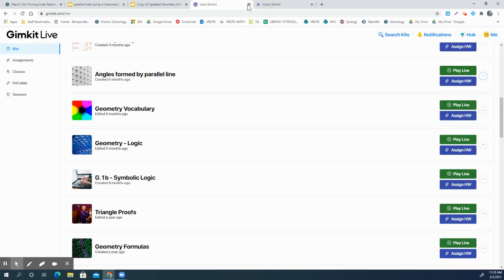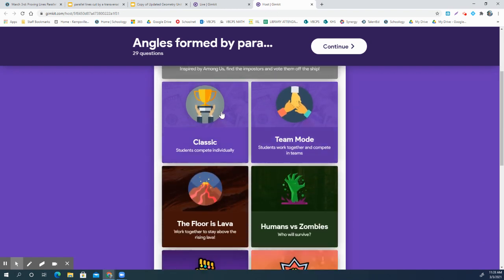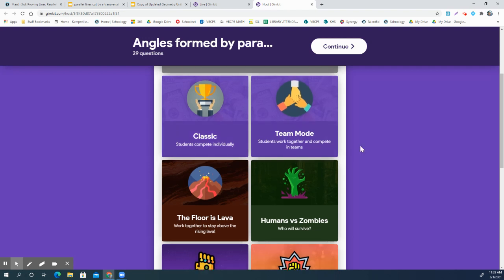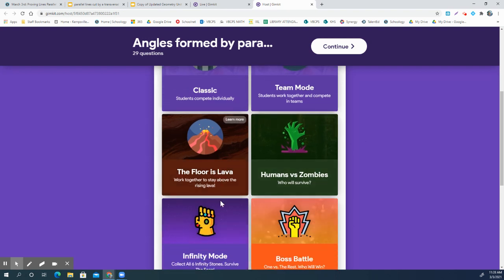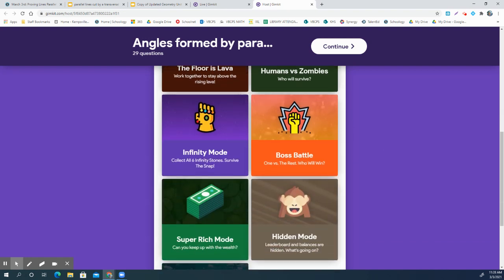Oh my God, are you kidding me? Come on, Gimkit. There we go. Do we want to do trust no one again? We did classic in the last class because we were running short of time, but we can play some of these other ones. Humans versus zombies, the floor is lava, infinity mode, boss battle, super rich mode. What mode do we want to do? I lost my chat. I see that somebody's trying to chat. I just can't see what it says. Trust no one. Do we want to do that one again?